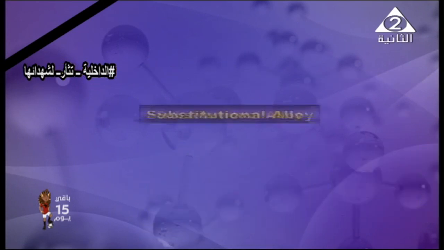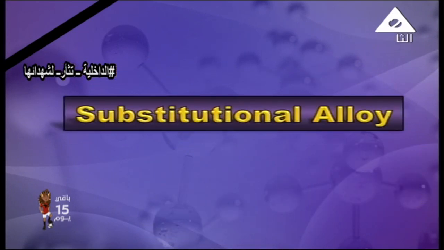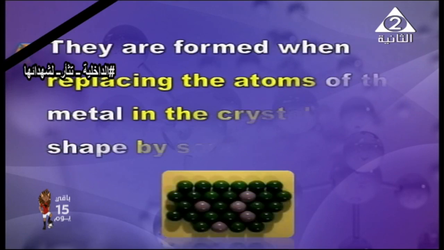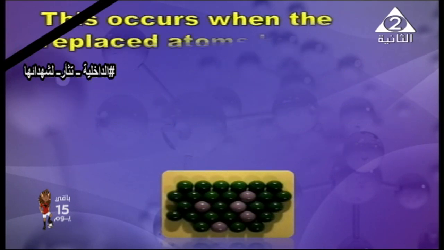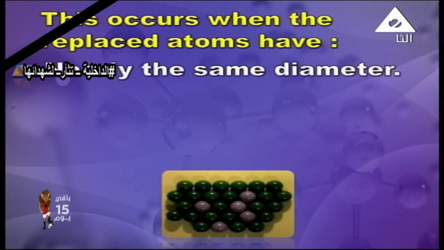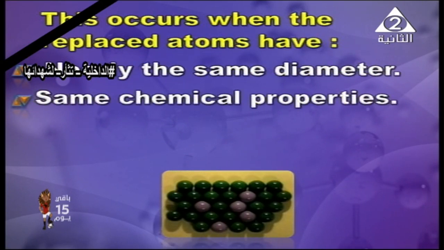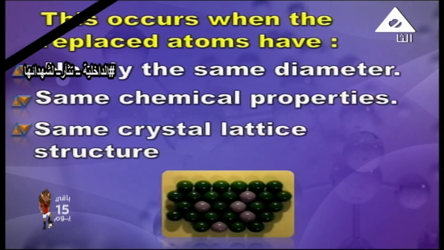Next point, substitutional alloy. They are formed when some atoms replace the atoms of the metal in the crystal lattice shape. Thus, this occurs when they replace atoms that have nearly the same diameter, same chemical properties, and same crystal lattice structure.